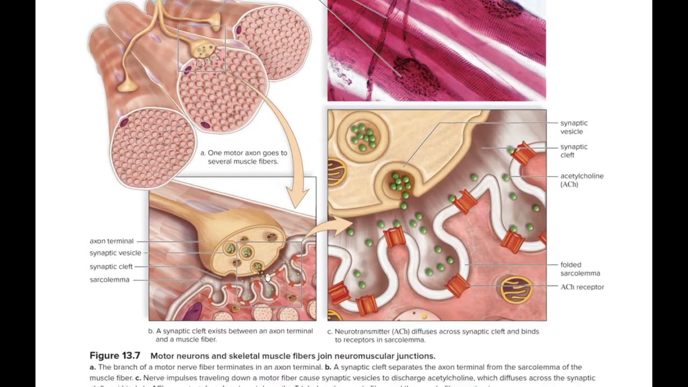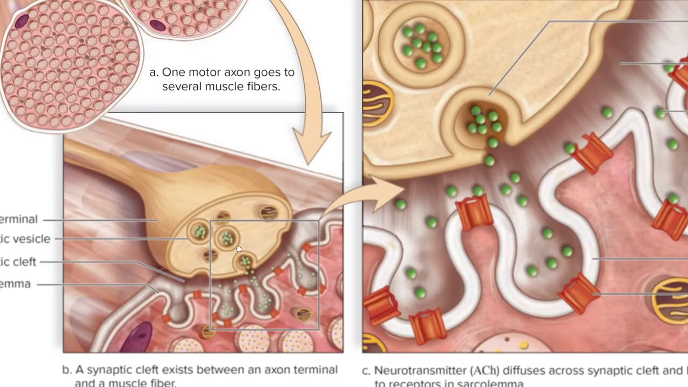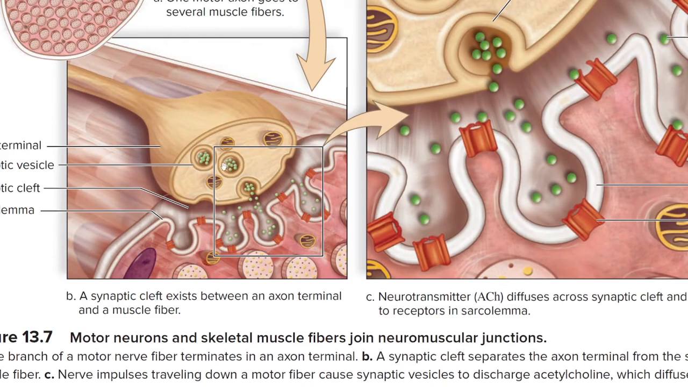So how exactly does it happen? We'll see how the neural tissue works. It has vesicles at the bottom of the axons. When the signal comes, they release these vesicles, and what is present in the vesicle? The neurotransmitter, which is called acetylcholine.